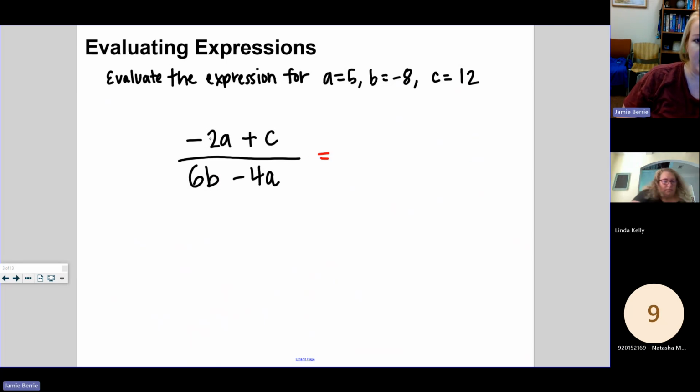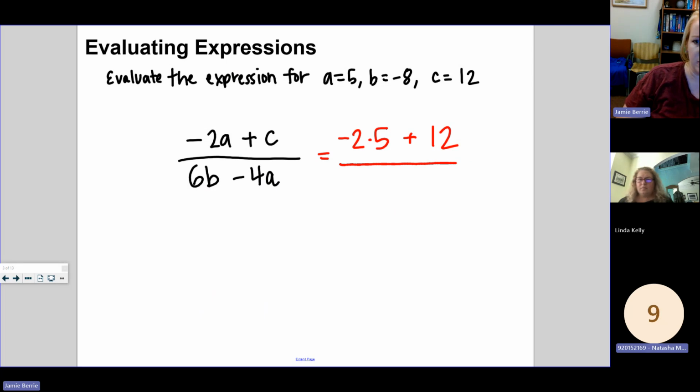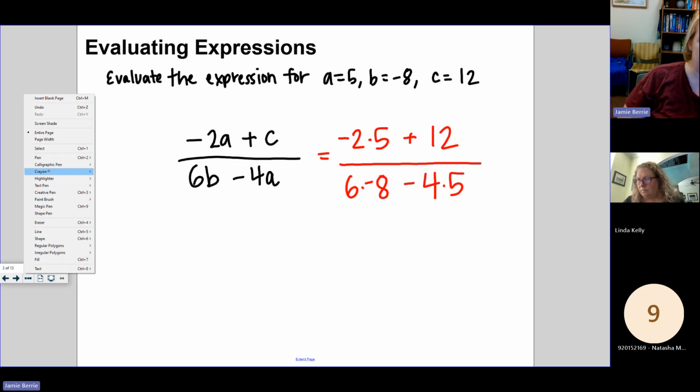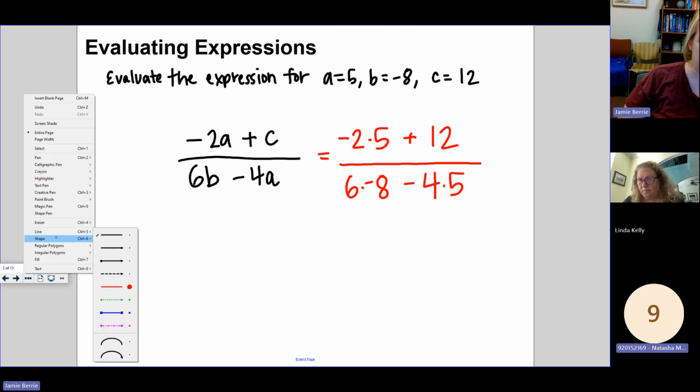All right, so here we have -2a plus c over 6b minus 4a. Here a is 5, b is -8, c is 12. I think I used the same values. So that's -2 times 5 plus c, which is 12, over 6b, so 6 times -8, minus 4 times a, which is 5.